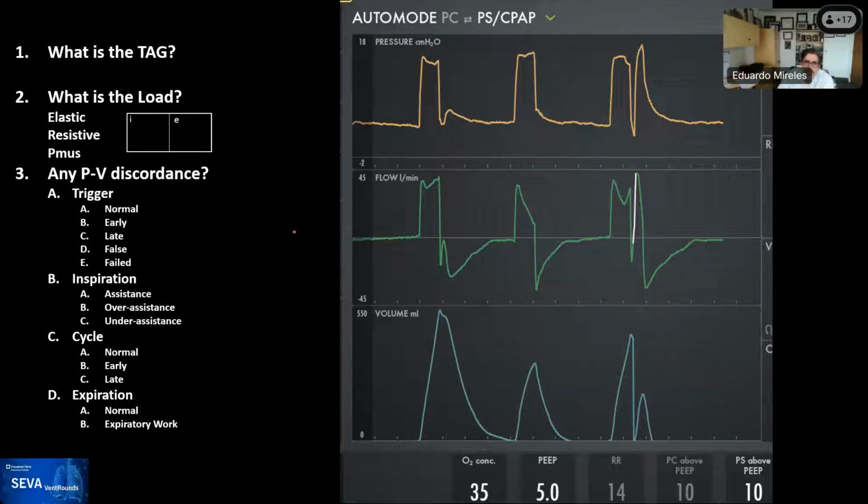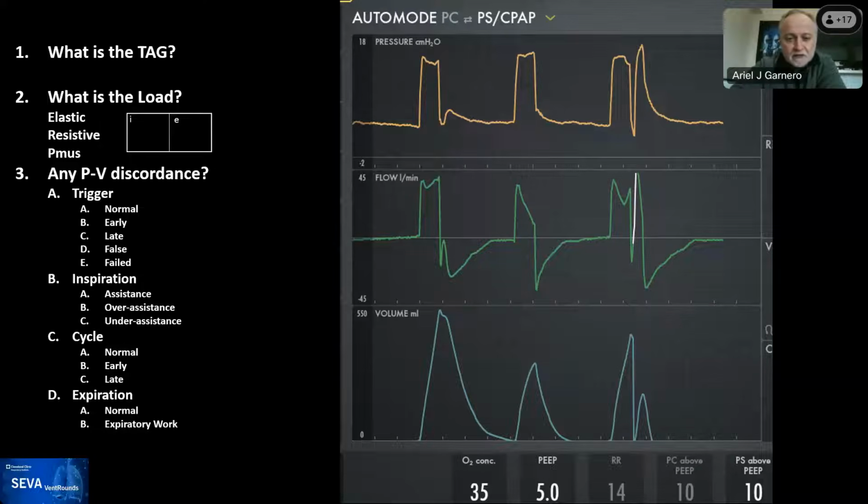Eduardo, can I say something? I think that the mode is auto mode from the beginning, but the first breath doesn't trigger the second breath, so it doesn't switch from pressure control to pressure support as it does on the third one. Yeah, we're gonna get to that, Ariel. So let's start with the tag first.